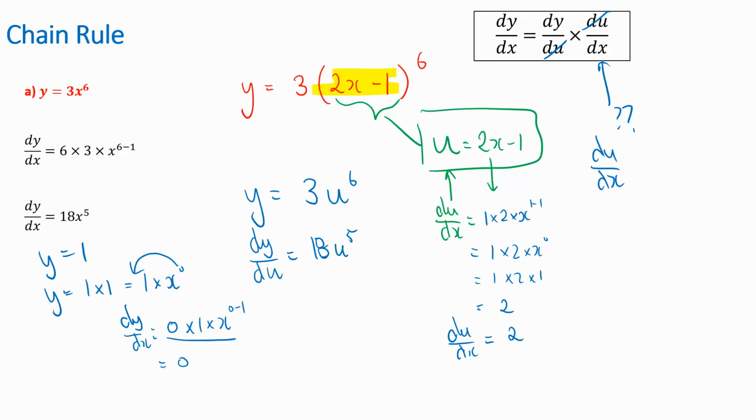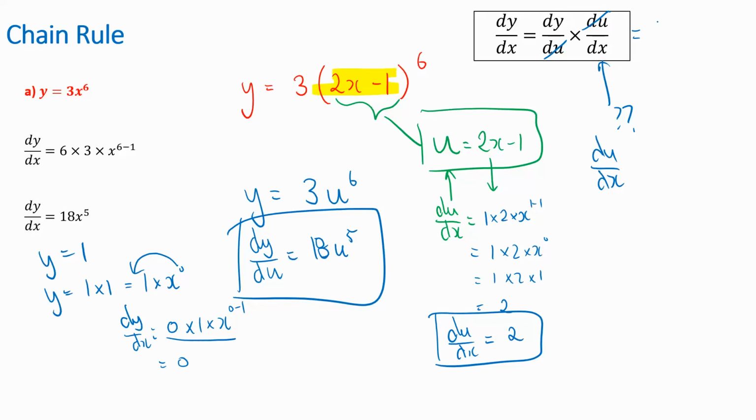Now that you got delta u, delta x, you got delta y, delta u. According to what they said here, if you times those two together, you get dy dx. And so now, delta y, delta x would equal 18u^5 multiplied by 2, and that gives you now 36u^5. That's delta y, delta x.